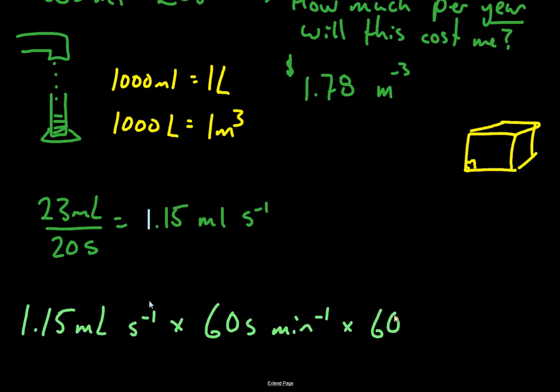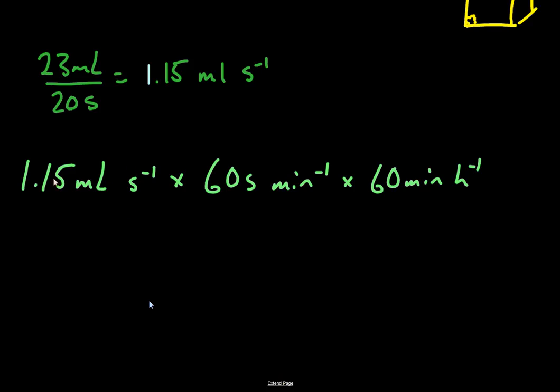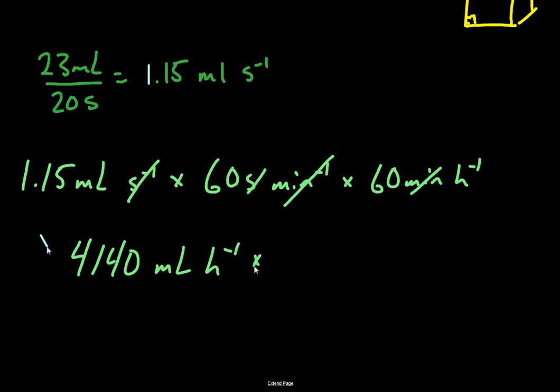Okay, and we have 60 minutes every hour. So what this should do, if we do this multiplication, it should give us how many milliliters we have per hour. Seconds cross, minutes cross, and we should get ourselves there. So let's give that a try. So you should get 4,140 milliliters per hour.